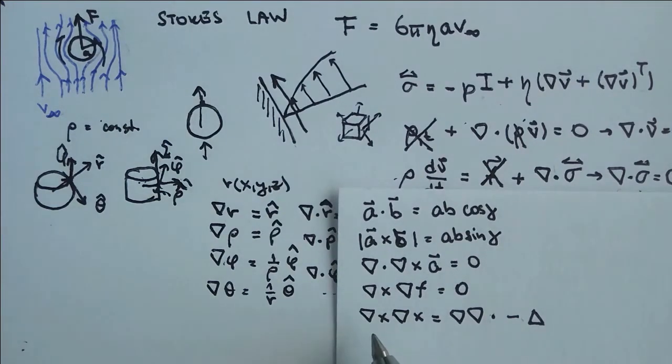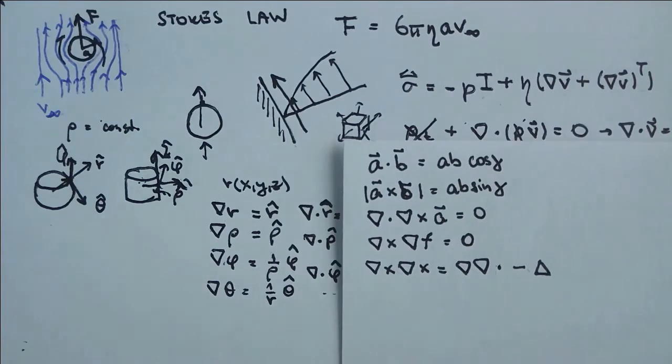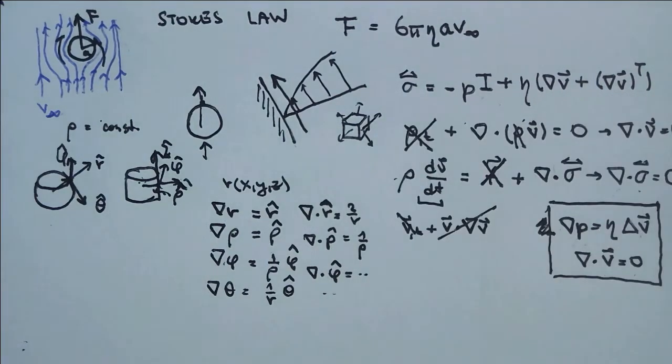There is also an interesting identity, which you may know. The curl of a curl is exactly the gradient of the divergence minus the Laplacian. And there are also interesting relations. I will tell you right now.